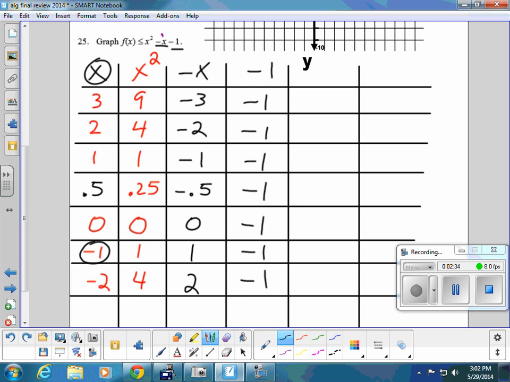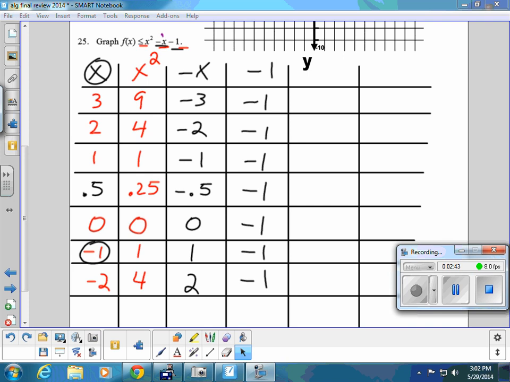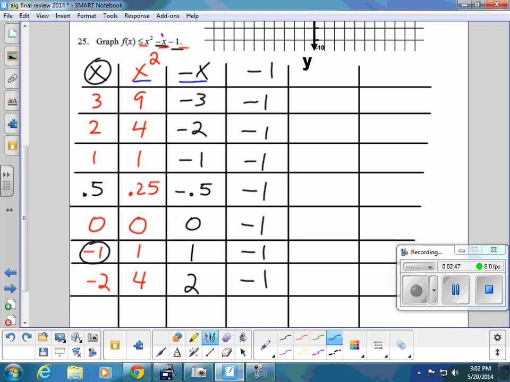Now, since we have a quadratic trinomial, we have 3 things to add up. Once you have your 3 values, your x squared, your -x, and your -1, you're going to combine these 3 together to get your y value to graph. So if I combine these, I get 9 minus 3, or well, 9 minus 4, which is 5.